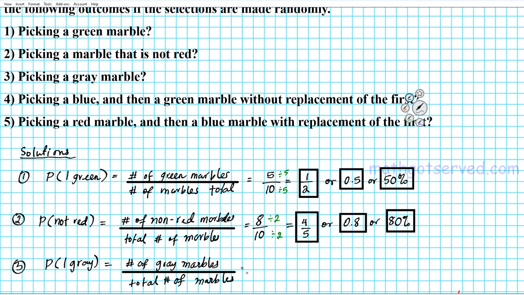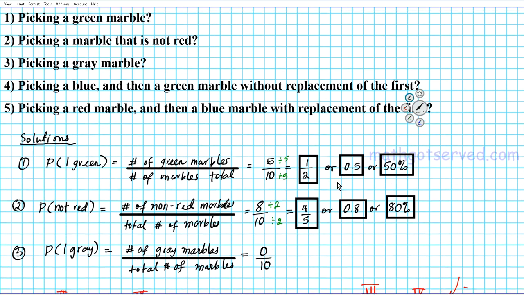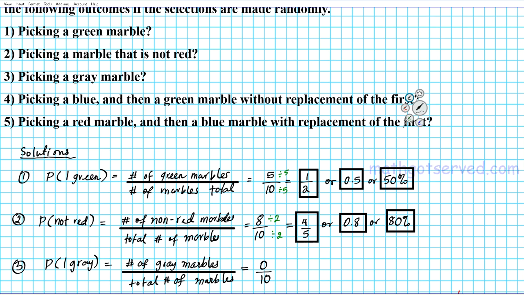So let's write that down. So there are 0 gray marbles in the bag and a total of 10 marbles in all. Remember, we only have green, blue, and red marbles. There are no gray marbles in the bag. So if we simplify this, 0 divided by 10, you have 0 or 0% possibility. So this is an impossible outcome. Remember, probability goes from 0 all the way to 1, or 0% to 100%. 0 means it's impossible, and 1 or 100% means it's a guarantee, and everything in between, okay?